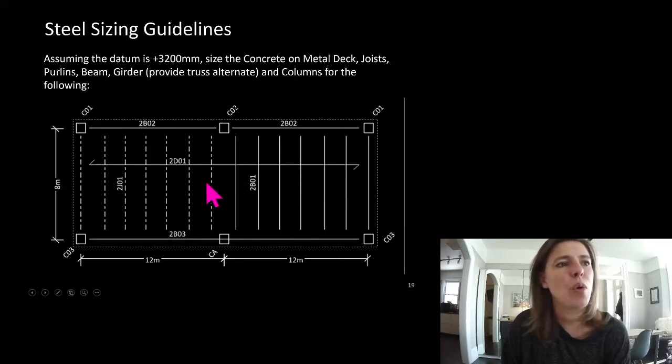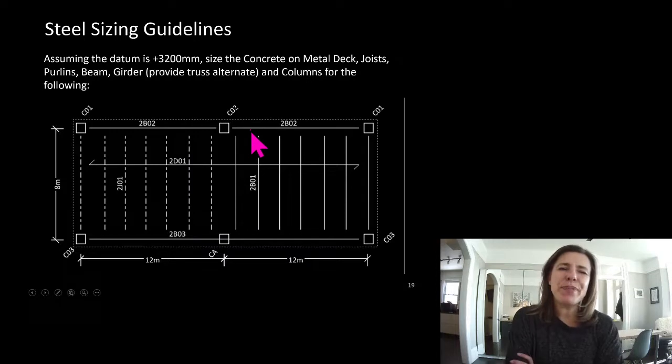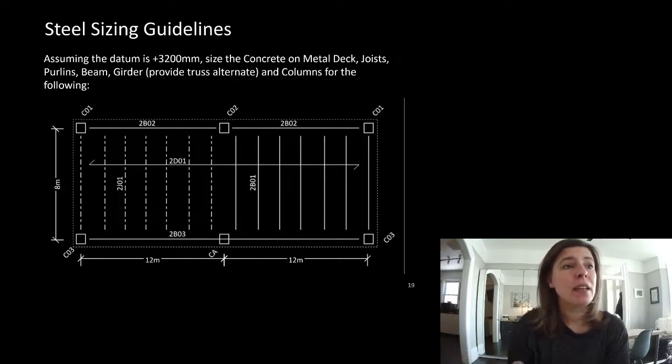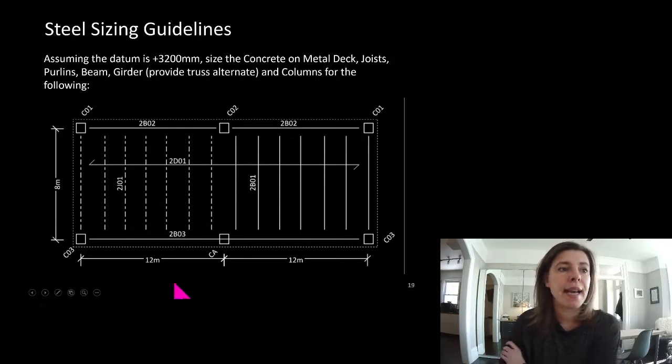It looks like we switched from open web steel joists to purlins here. And then there's 2B02, and it looks like there's two of them. They're picking up joists or purlins. What type of sizing guideline did we say applies if it is a bending member or a beam that is picking up joists or purlins? Yeah, that's the beam sizing guideline. So these ones would probably use the beam sizing guideline.